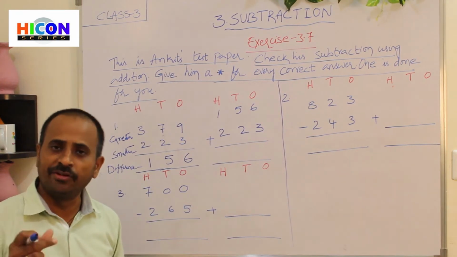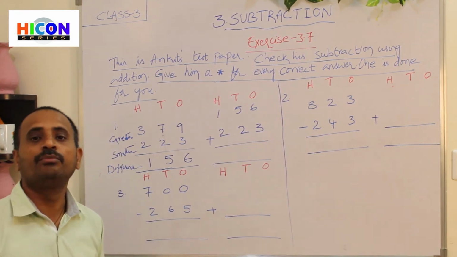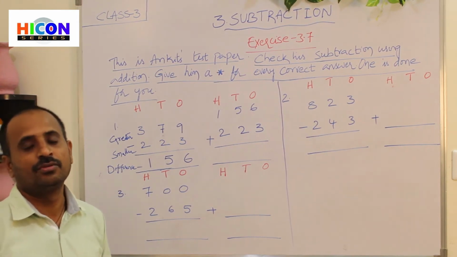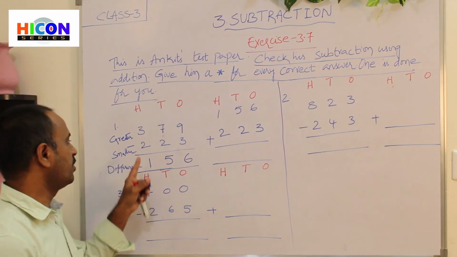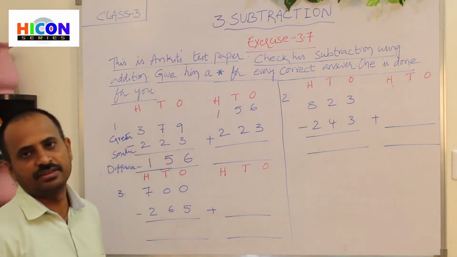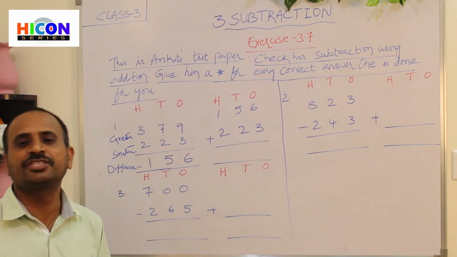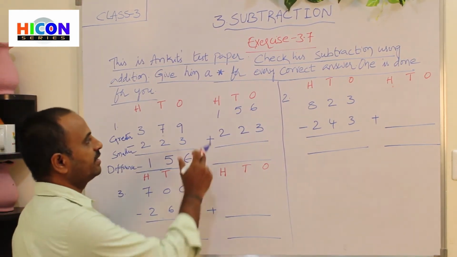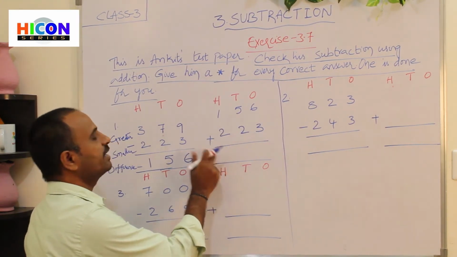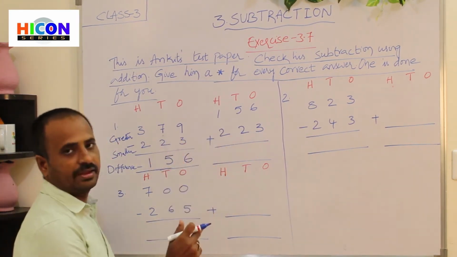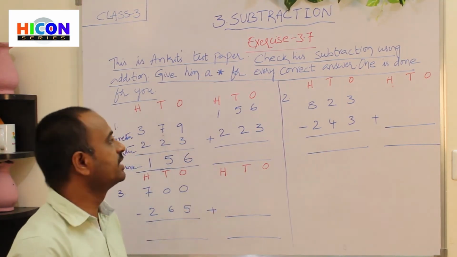So we can verify our difference. That means we can verify our subtraction by using addition. So what numbers do we have to add? We have to add the smaller number to the difference. If we get the greater number, the way of subtraction is correct. So first write the difference and next write the smaller number. We should get the greater number. So now add. So this is addition. So we can verify our subtraction by using addition.